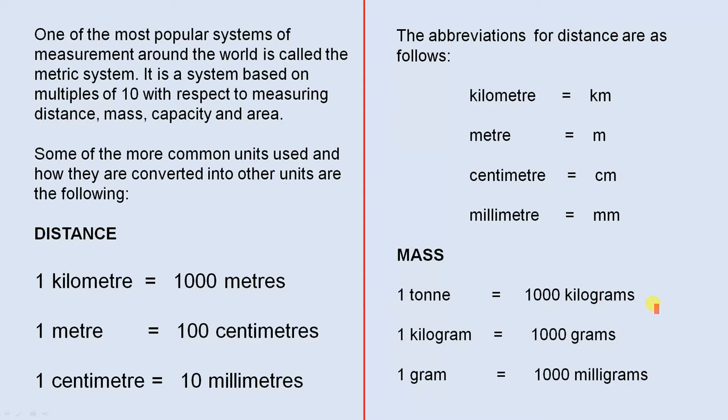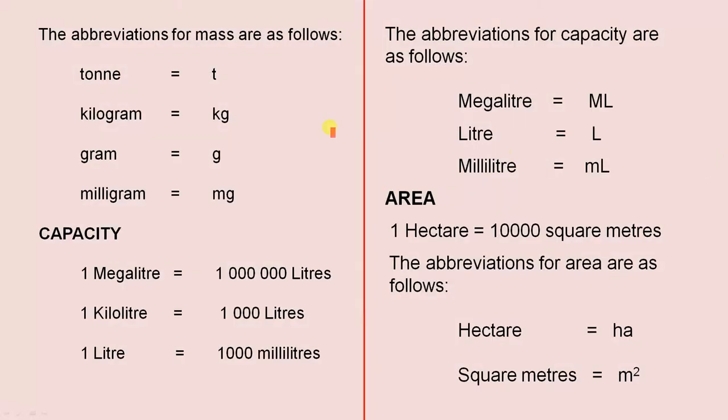With respect to mass, we have 1 tonne is 1,000 kilograms, a kilogram is 1,000 grams, and 1 gram is 1,000 milligrams. The abbreviations for mass are as follows. That's the tonne, the kilogram, the gram, and the milligram.